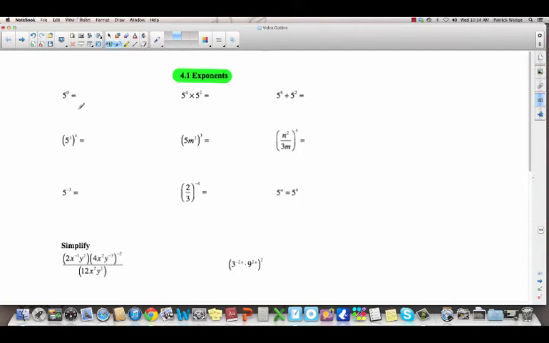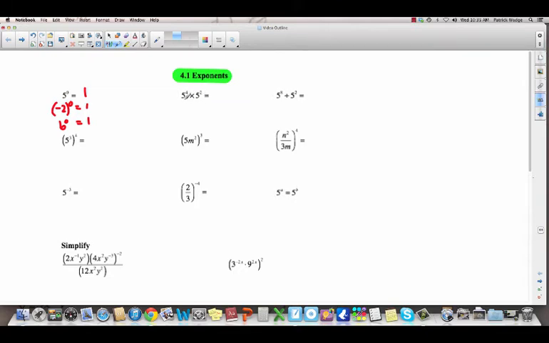5 to the 0 power. So most of the stuff down here in this first section should be review. So what do you know about anything raised to the 0 power? Anything to the 0 power is 1. Doesn't matter if it's 5 to the 0, if it's -2, all to the 0, if it's b to the 0, all of those things equal 1.